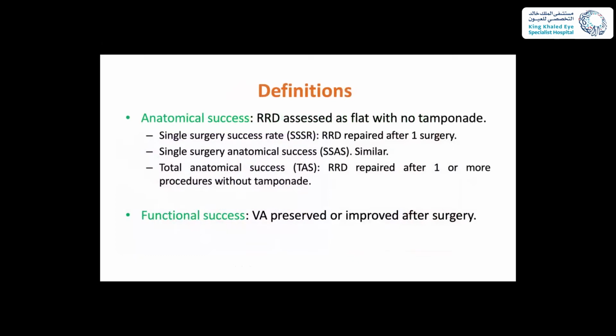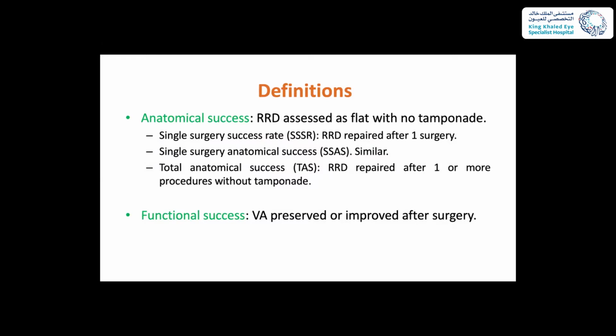So let's continue with the definitions. What do we call anatomical success? Anatomical success is when we do a surgery on a retinal detachment and we assess the retina as flat with no tamponade. There are some concepts that you will see in all the literature. The single surgery success rate is how many retinal detachments get repaired after one surgery. Something similar, but not exactly the same, is the single surgery anatomical success, which also means how many cases can be repaired after one surgery anatomically.